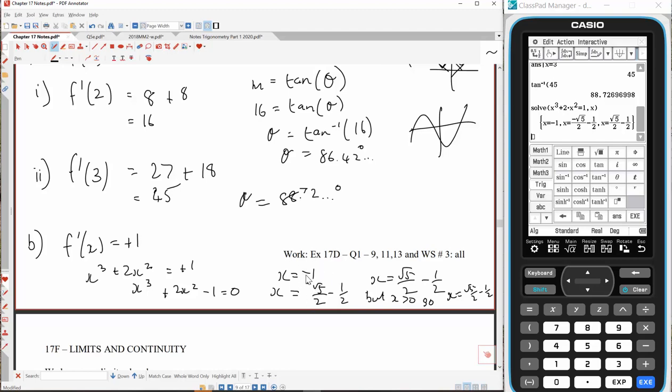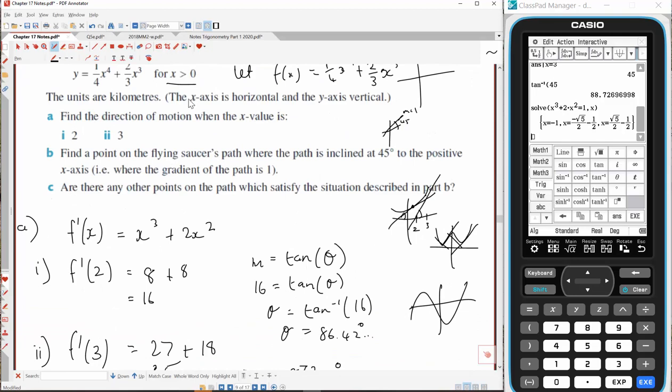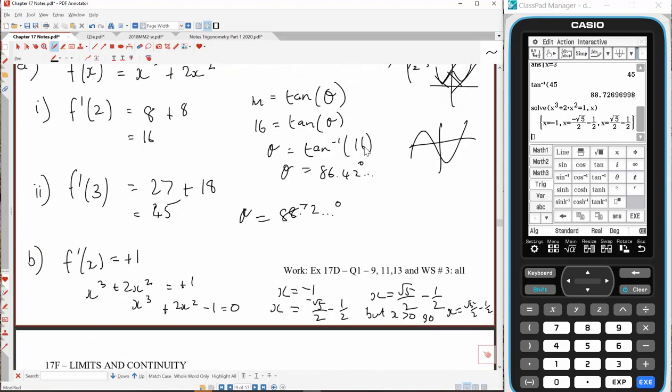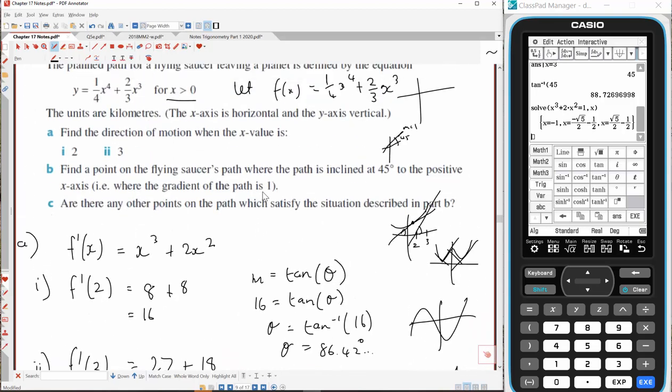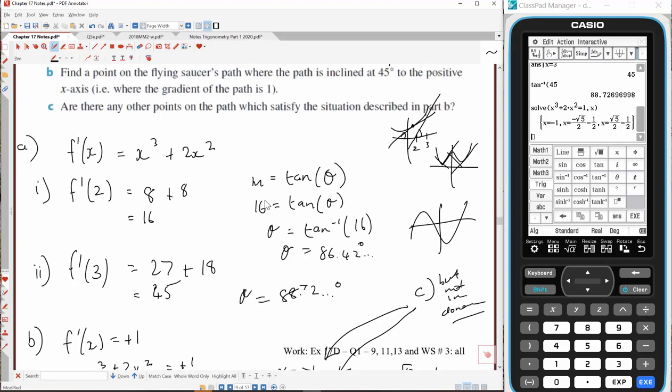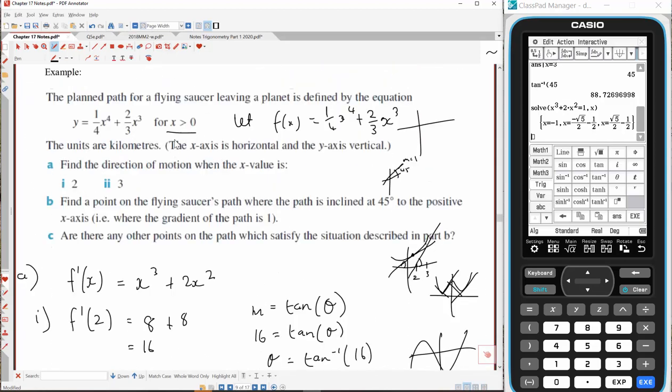All right. And part C, are there any other points which satisfy the situation? So there are on the function. So C has that point there and that point there included, but not in the domain. Okay, so they would in theory be gradient 1 points, but they're not included.